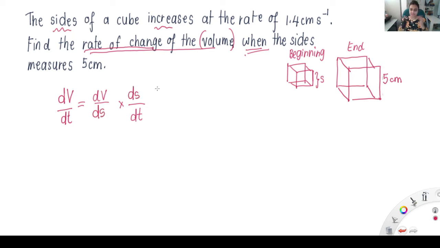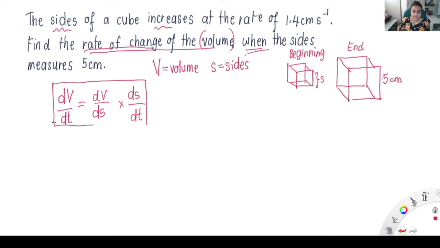So if you realize here, there's only two things. One, the V, the volume, which they asked you to find. And then they said S is the side. There's no other information given. So that means we just need to focus on this. Okay? So far? I hope you are following because these questions are very important. In exams, this is really popular.